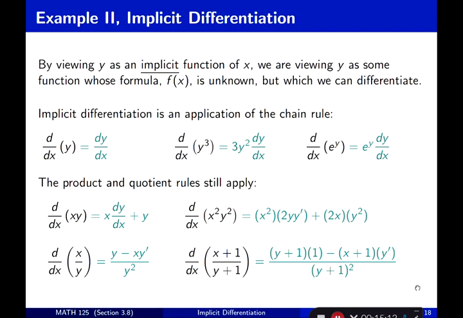Another quotient rule: the derivative with respect to x of x plus 1 over y plus 1 is going to be the denominator, which is y plus 1, times the derivative of the numerator, which is 1, minus the numerator, x plus 1, times the derivative of the denominator. What is the derivative of the denominator? The derivative of y is y prime, the derivative of 1 is 0. So it's y prime, divided by the denominator to the power 2, which is y plus 1 to the power 2.